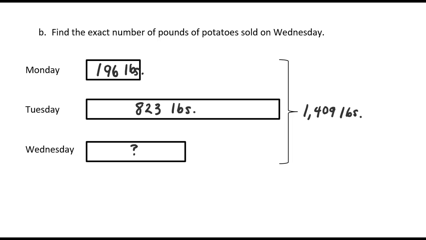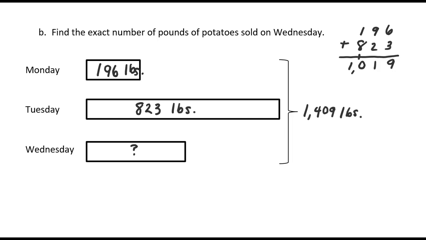Now, to figure out how many they sold on Wednesday, let's add together what was sold on Monday and Tuesday. So we have 196 plus 823. Add that together, 6 plus 3 is 9, 9 plus 2 is 11, 1 plus 8 plus 1 is 10. So on Monday and Tuesday, they sold 1,019 pounds.